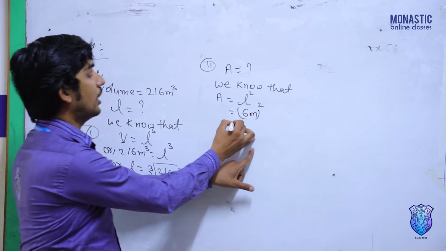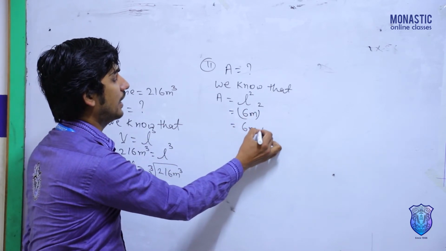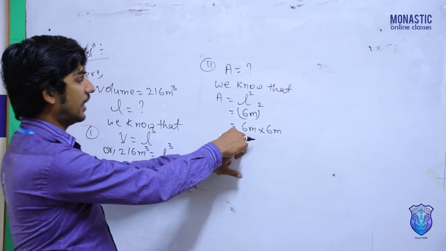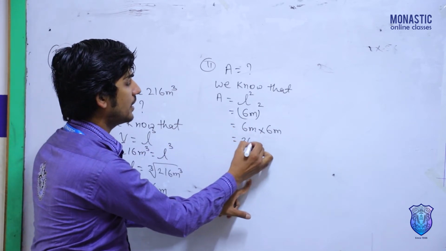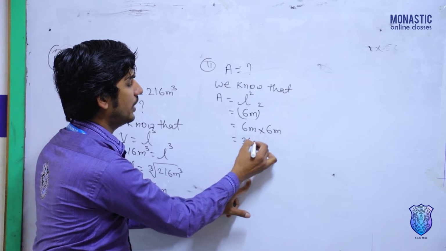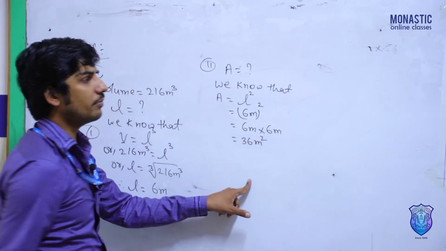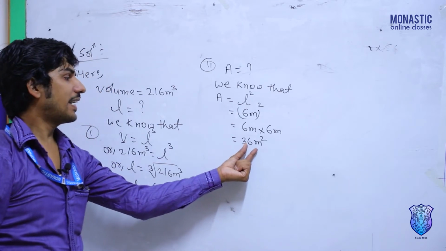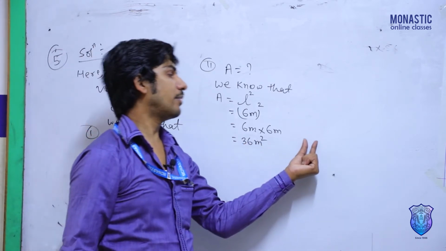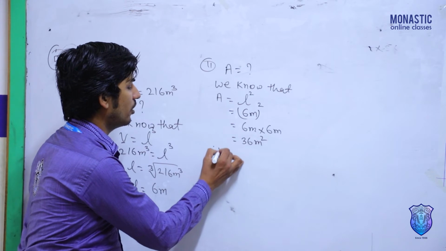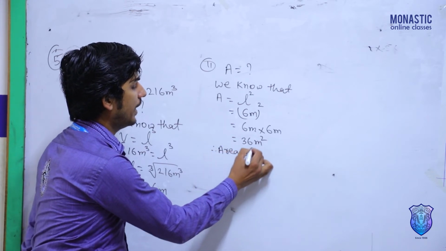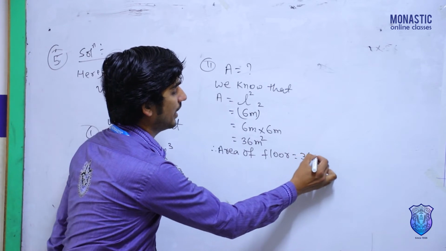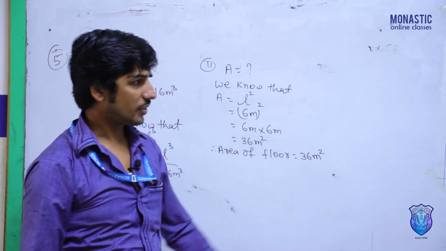It means what? When you multiply 6 meter 2 times, how much comes? 6 6s are 36. Meter into meter, a square meter. It means how much is the area of the floor? That is 36 square meter. Right? Therefore, area of floor is equal to 36 square meter.